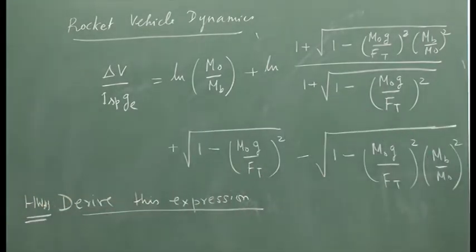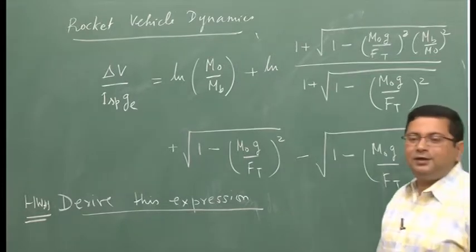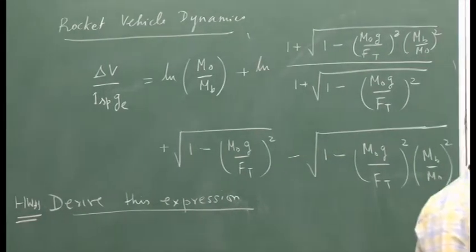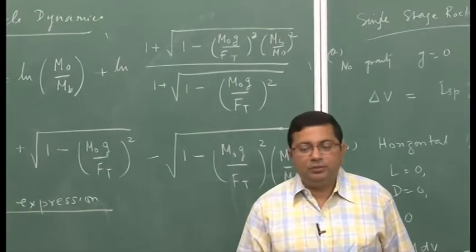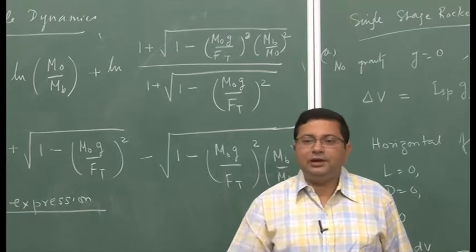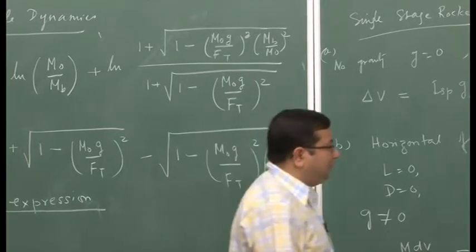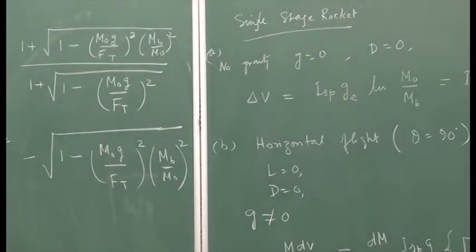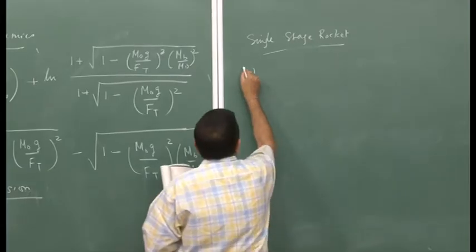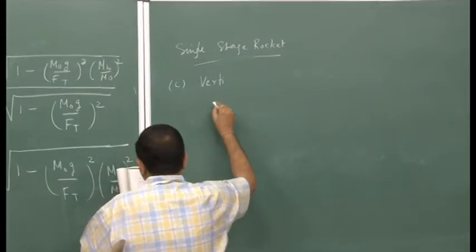As far as the space application is concerned, one of the most important flight conditions is the vertical flight, because typically the rockets are launched vertically upward. So the next case then we are going to talk about is vertical flight. So the case 3 or the case C we will be discussing. Again, we are still focusing on single stage rockets. We will come to multi-stage rockets later. So next, case C, we have vertical flight.